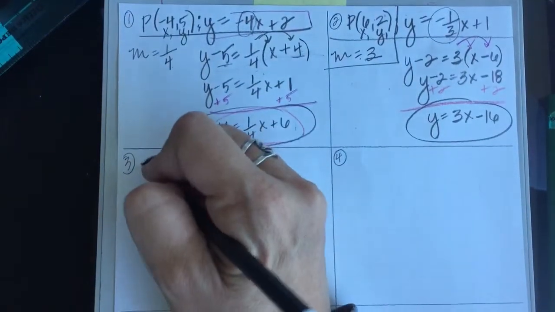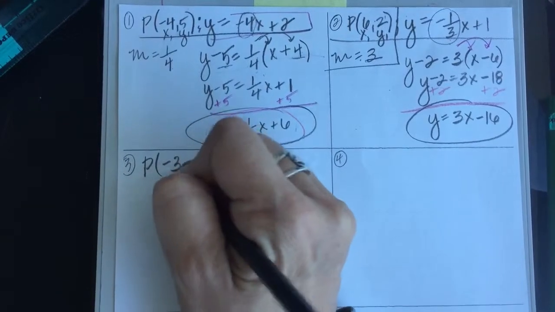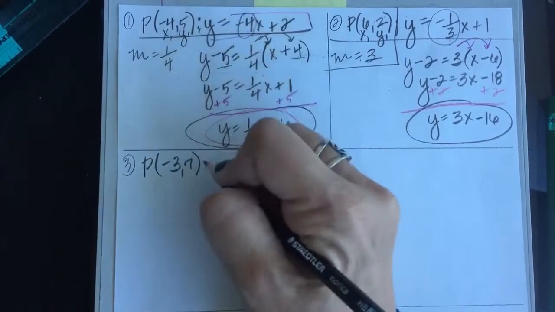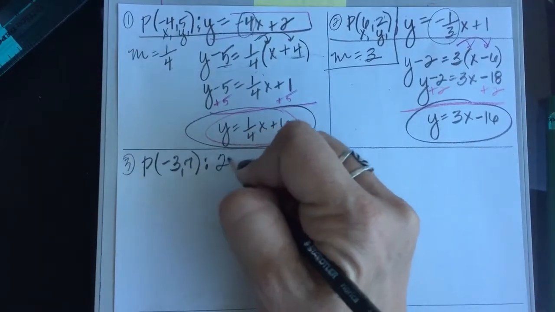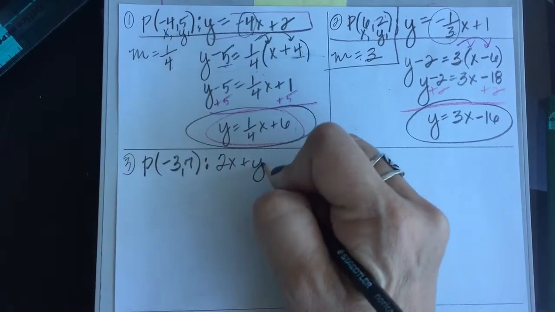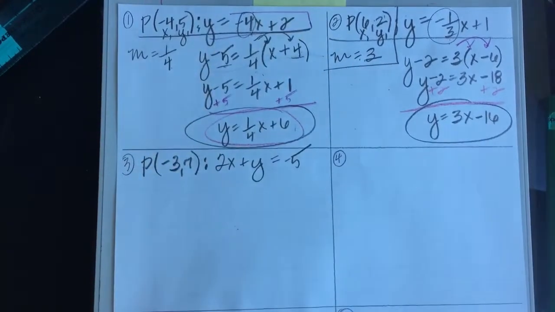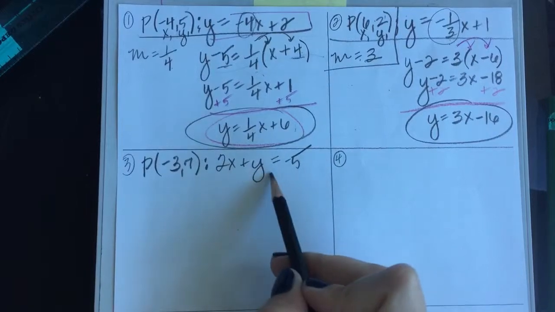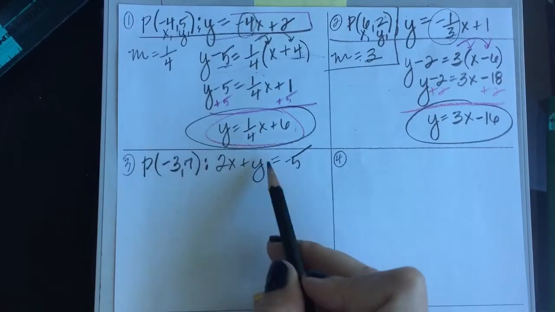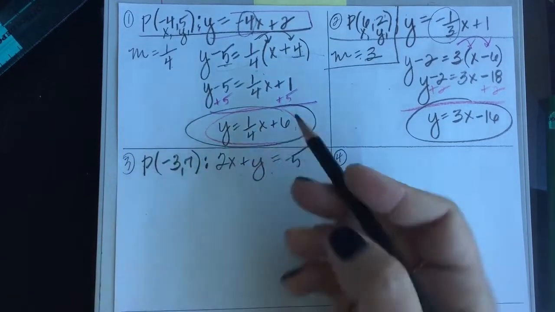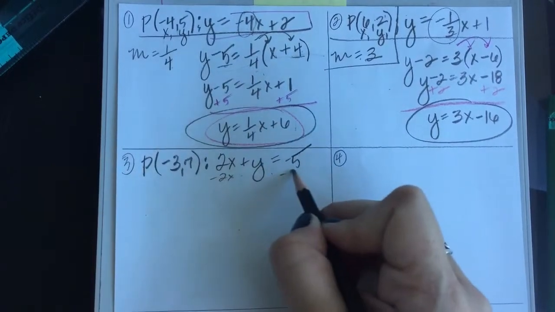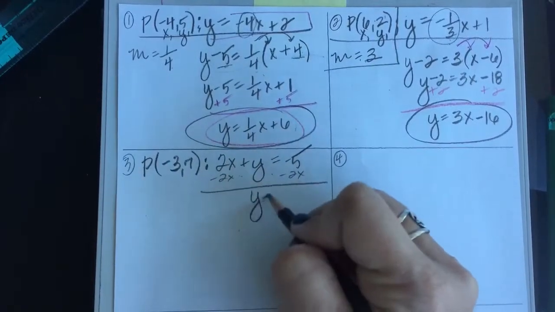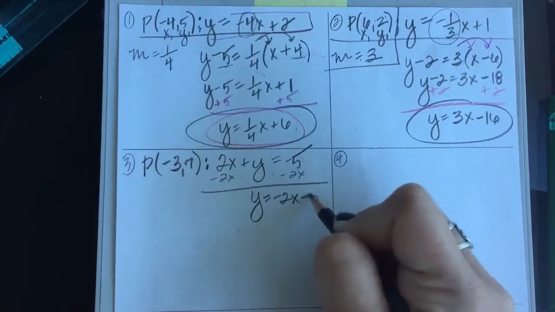Number 3, the point is (-3, 7). And it needs to be perpendicular to 2x + y = -5. Well, the first thing I'm going to have to do is find the slope of this line so I can take its opposite reciprocal. So the first thing I'm going to do is take 2x away and solve this for y so I know what the slope of this line is.